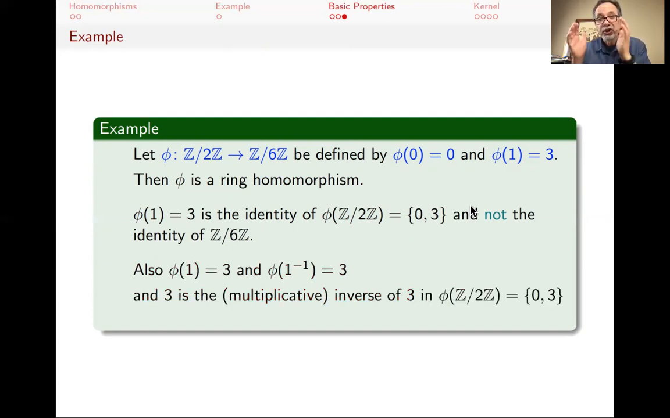0, 3. So if you just look at 0, 3, then 3 times 3 will be 3. All right. Because 3 times 3, the reason is that in the subring 0, 3, 3 times 3 becomes 3, but 3 is the identity, so that's good. So that means they're inverses of each other. In Z mod 6Z, 3 times 3 is still 3, but 3 is not the identity there, so 3 and 3 are not inverses of each other. In fact, in Z mod 6Z, 3 does not have an inverse.